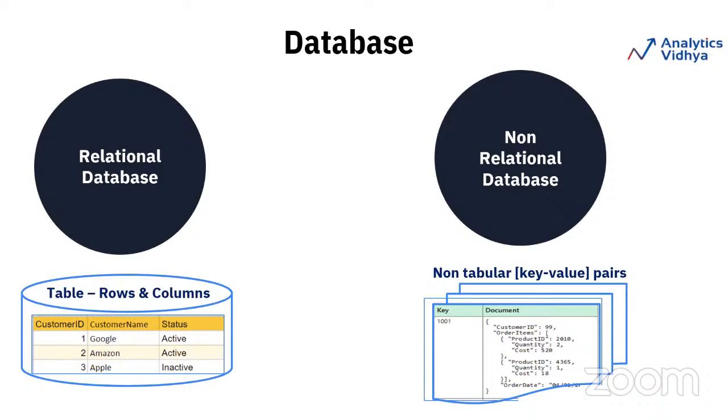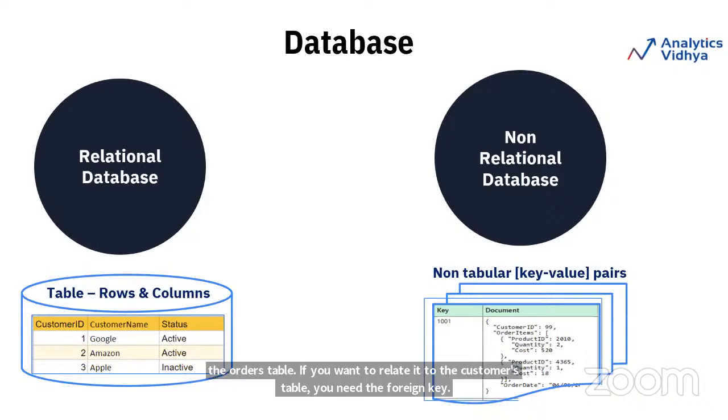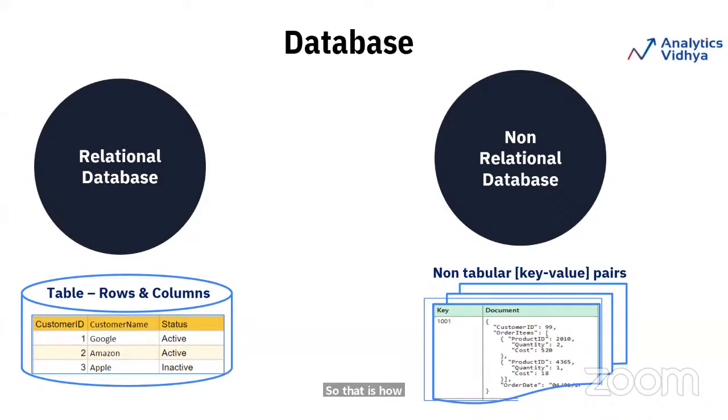And now if there is another table, let's say orders, it would also have a customer ID, but that won't be a unique key to the table. It is the foreign key, used to relate to the previous table. So if you want to relate the orders table to the customers table, you need the foreign key. That is how a relational database is formed, wherein multiple tables are related to each other through primary keys and foreign keys, and that relation is created for this structured database.